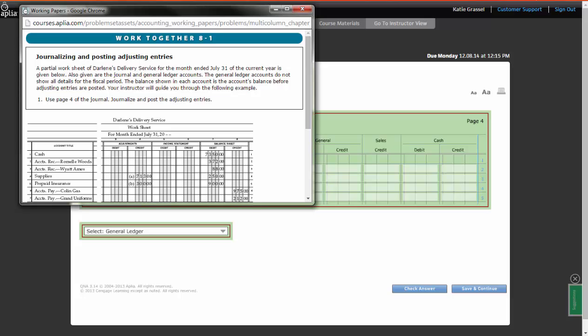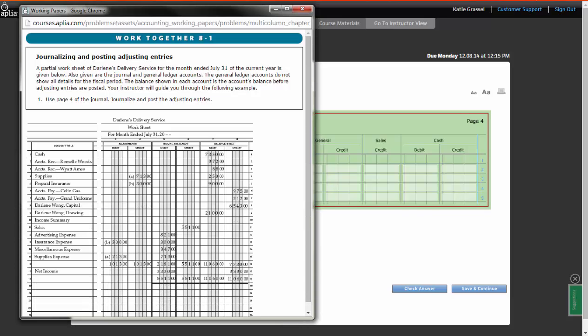It says use page 4 of the journal and journalize and post the adjusting entries. That's an important aspect right there, it said use page 4 of the journal. Anytime you're journalizing adjusting entries, a couple different things are going to happen. You always start with a new page. You never put your adjusting entries on a page that you posted for a month of transactions. So at the end of the fiscal period, you're like, all right, all done. Your last month is totaled and it equals. Then you're going to go ahead and do a new page for adjusting entries.